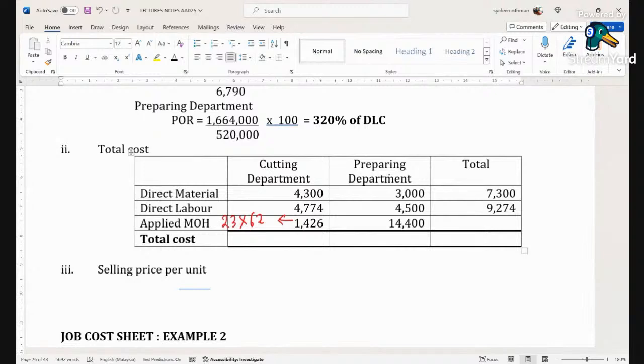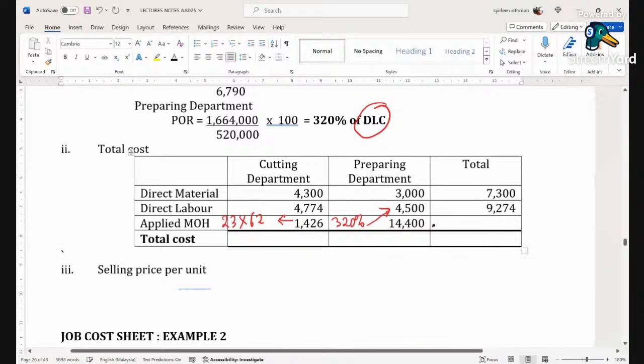Preparing department, you are using the direct labor cost. So, yang ini 320% darab direct labor cost. This is the direct labor cost. So, 320% multiply by 4,500, kita akan dapat 14,400. Okay, so that's how you calculate your applied manufacturing overhead.